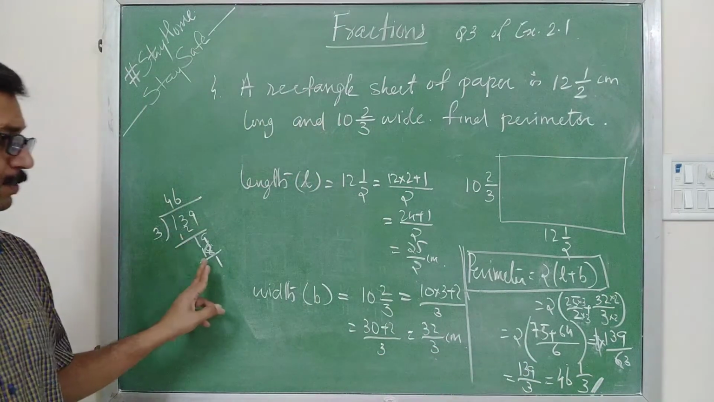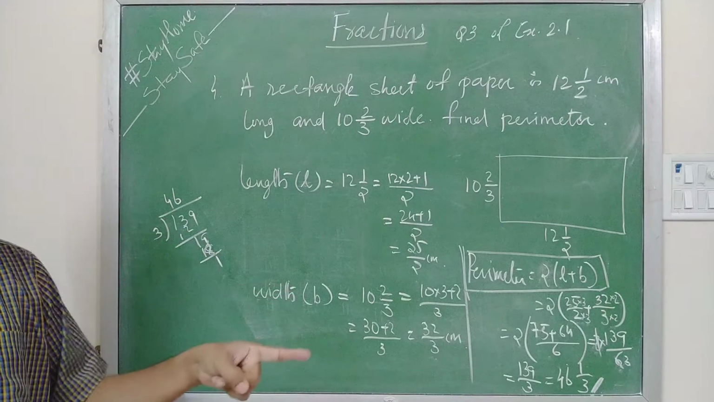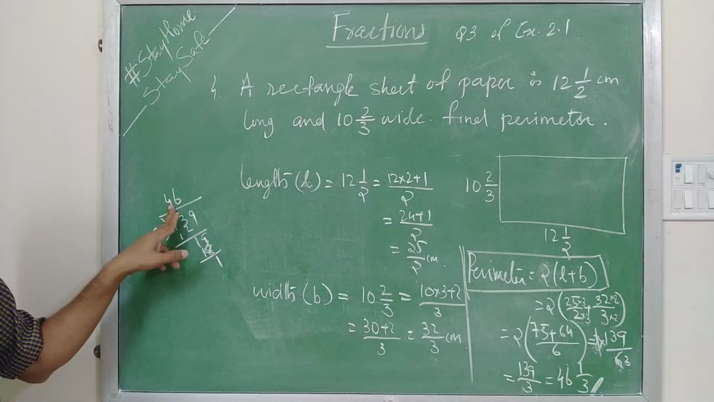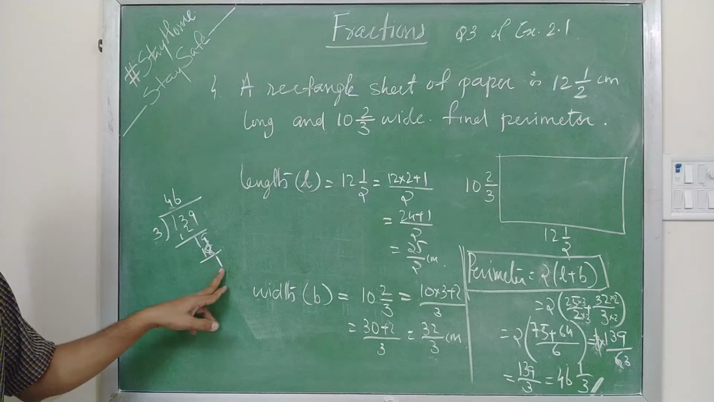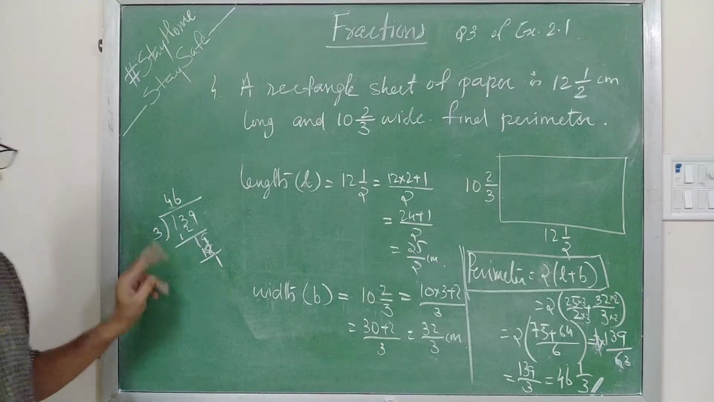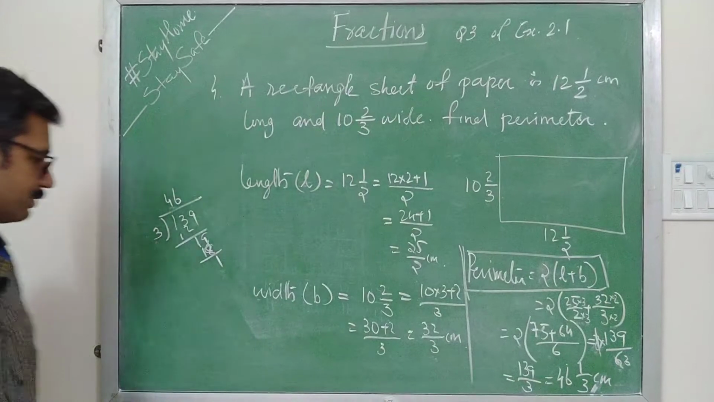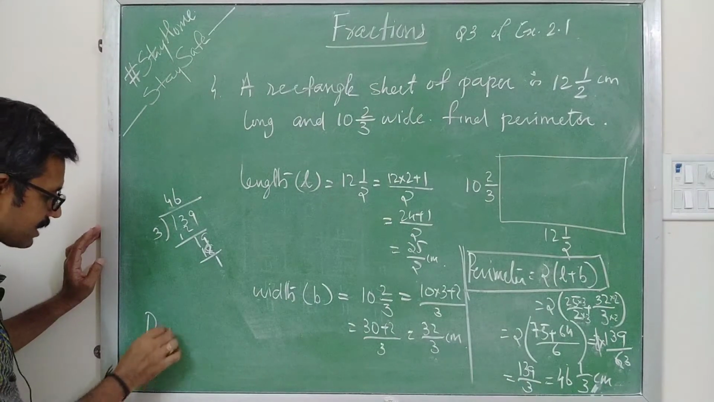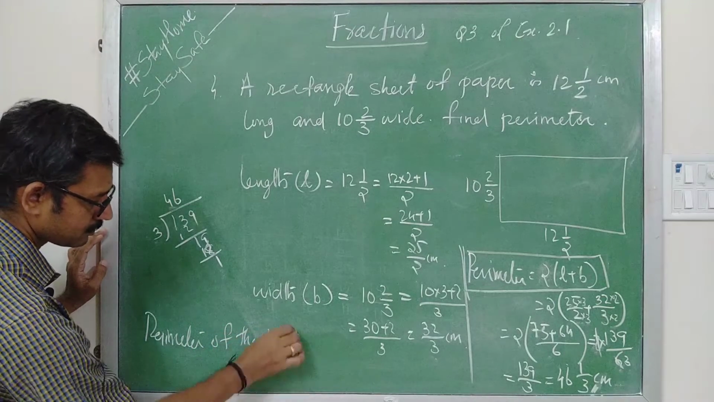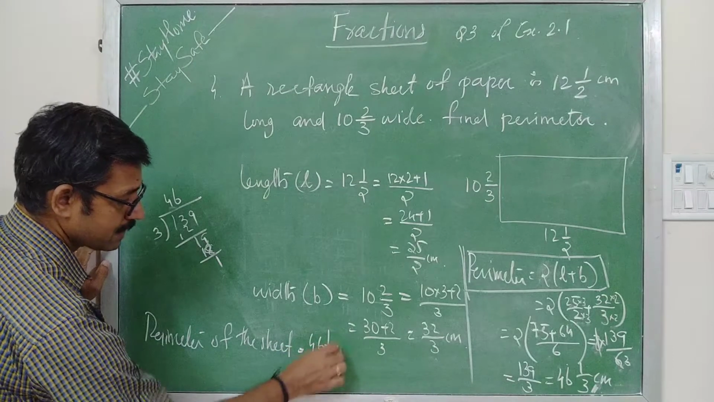Now 139 upon 3 is an improper fraction, so we are converting it into a mixed fraction. We divide 139 by 3. You will get 46 as the quotient and 1 as the remainder. So it will become 46 integer 1 upon 3 centimeter. Therefore, we can say the perimeter of the sheet is equal to, you will write the answer in words, perimeter of the sheet is equal to 46 integer 1 upon 3 centimeter.